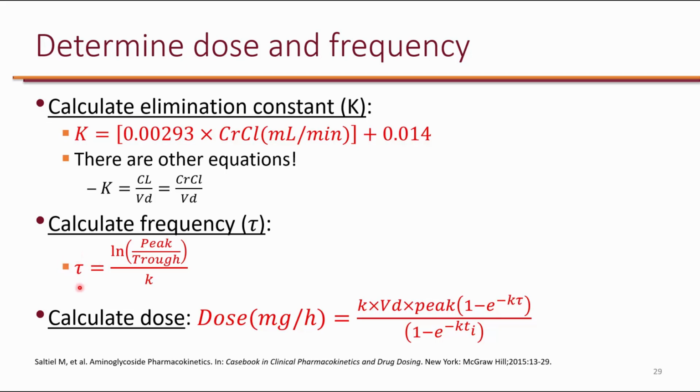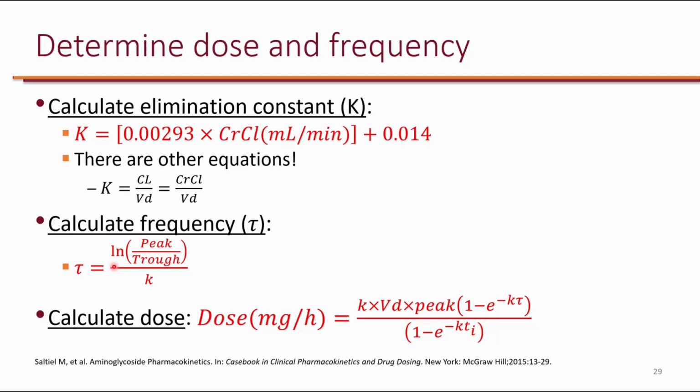Tau is frequency. So this is going to tell you how frequently you should give the dose to your patient. And this is based on how the patient is actually able to clear it. So you basically plug in the peak and trough goals. So if this is a severe infection, for peak, you're going to write 10. And then for your trough, you're going to write, let's say, 1. So you want it to be less than 2. And then you plug in the K and you solve for tau, and that will tell you how frequently you want to dose it.